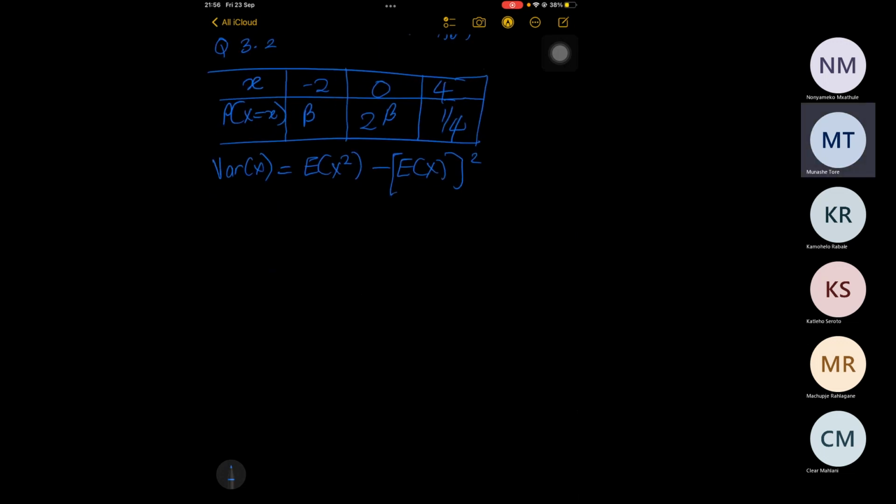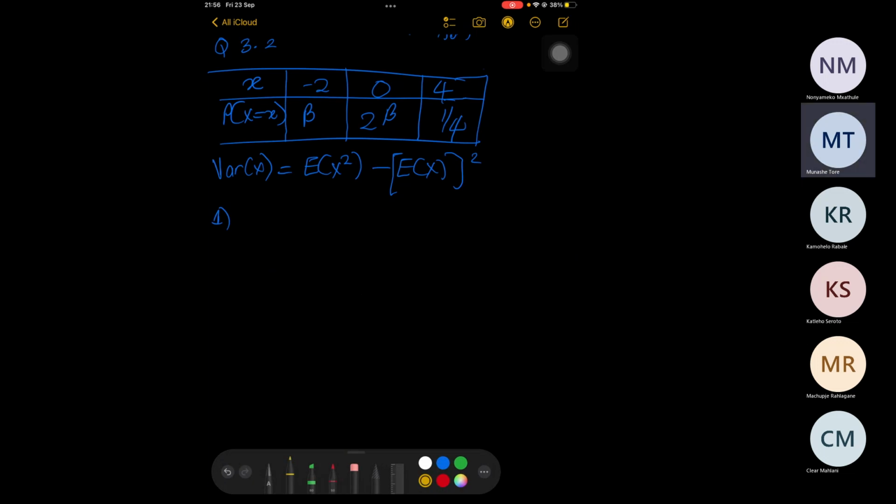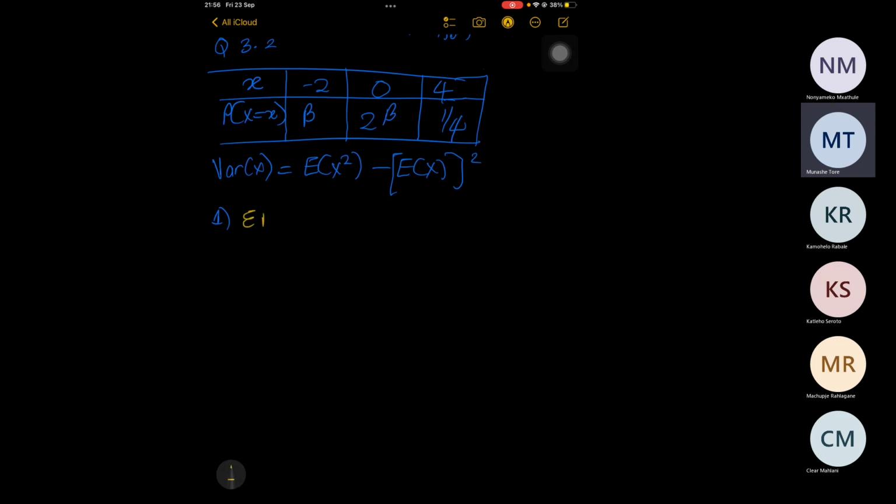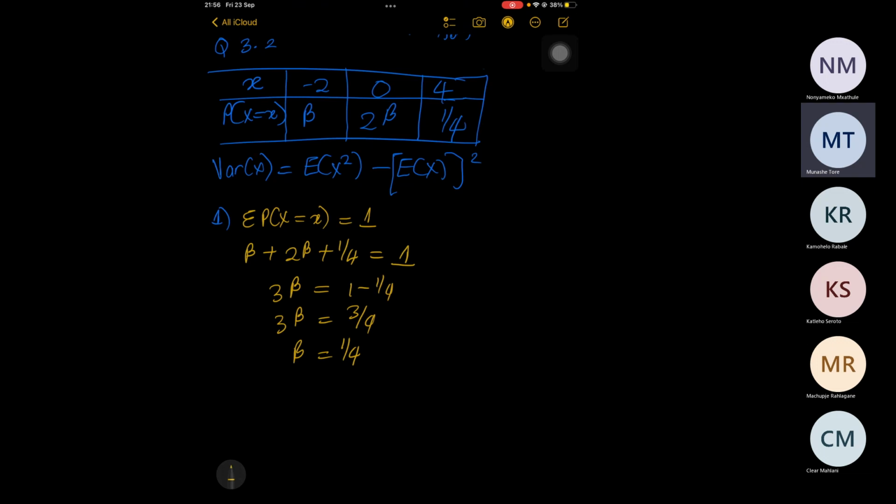Okay, so with this now, I told you that the first step that you're always supposed to take is to determine the constants, isn't it? So how can you determine the constants? We know the summation of probability of x equal to x is always equal to 1. So it's going to be beta plus 2 beta plus 1/4 is equal to 1. So we have 3 beta is equal to 1 minus 1/4. Then 3 beta is going to be 3/4. So beta is going to be 1/4.